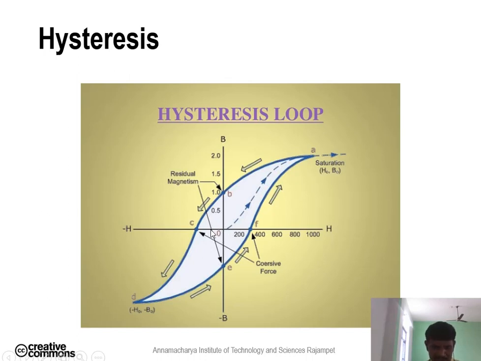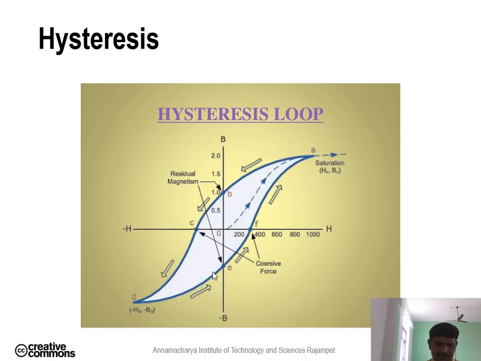Again the magnetic field decreases into negative values. With increasing negative magnetic field, the magnetization also decreases and it becomes 0 at point C. This is called coercivity. That means in the negative applied magnetic field, the magnetization becomes 0, and that is called coercivity. The required field is called the coercive field.